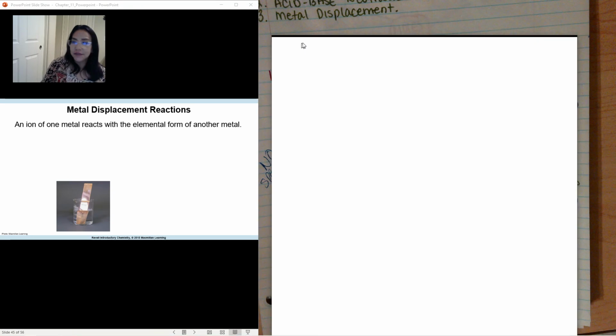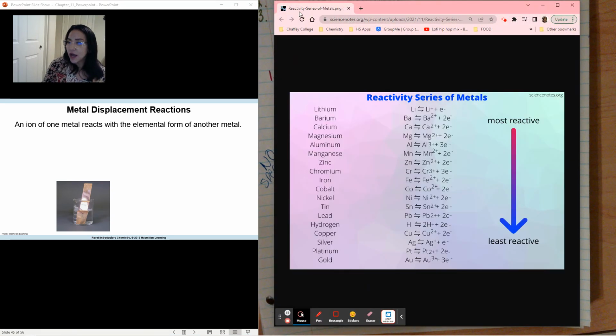And the activity series, just in case we have forgotten, looks something like this, where the lighter elements are on top, and the heavier elements are at the bottom. The heavier elements are least reactive, the lighter elements are the most reactive. You can only replace a metal that is below you. You cannot replace a metal that is above you.